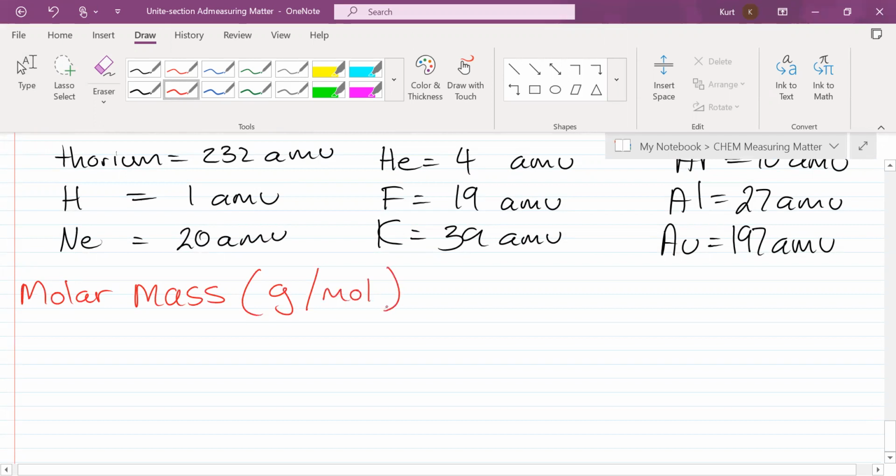Yes? No, I said every element has a different atomic number. Oh.